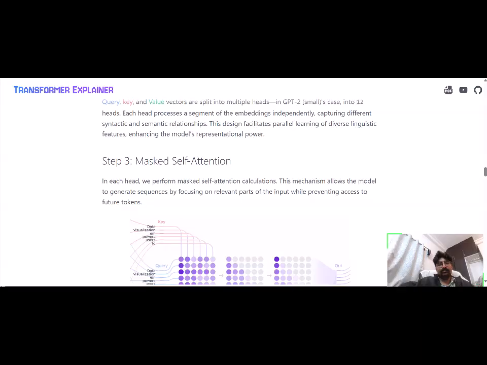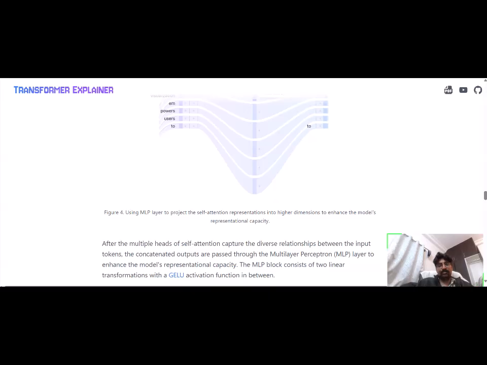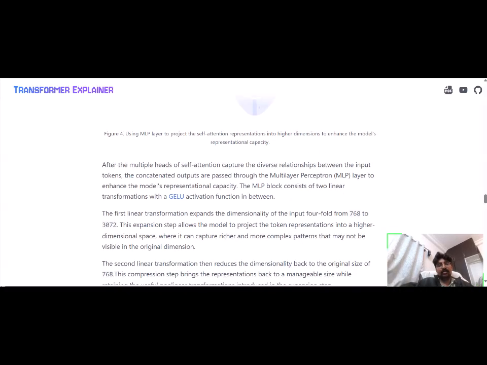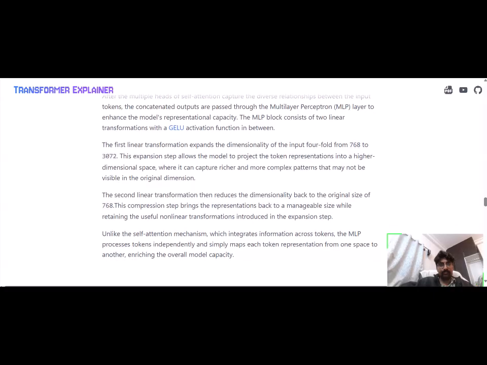That is the logit output. This is the multi-layer perceptron. First it expands, and then the second layer reduces it, following the same pattern. So it learns complex representations in the high dimension, enhancing the model's representation capacity, and then shrinks back to manage the dimension.